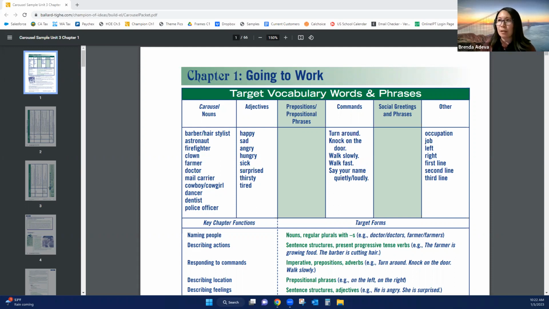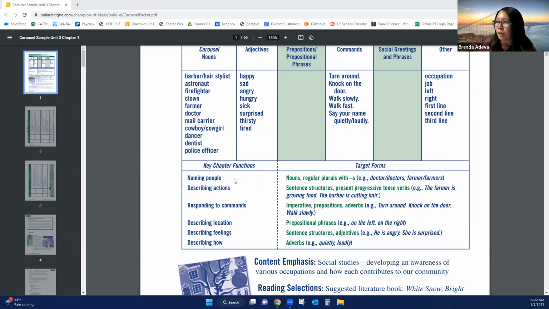So today I'm going to use Carousel Sample Unit 3, Chapter 1. It's on occupations, going to work, as an example of how it can be leveled for level 1, level 2, level 3, even though it's written at the proficiency level of level 2. So here you can see the target vocabulary: barber, hairstylist, astronaut, firefighter, etc., right? People of different occupations. So with the lower levels, you can work on the function of just naming people.